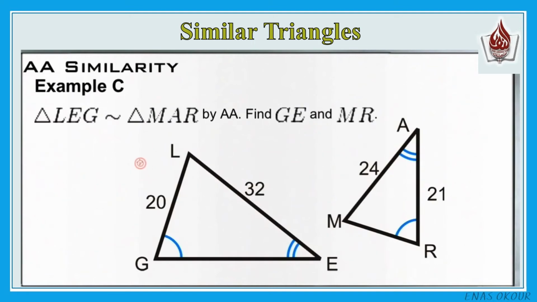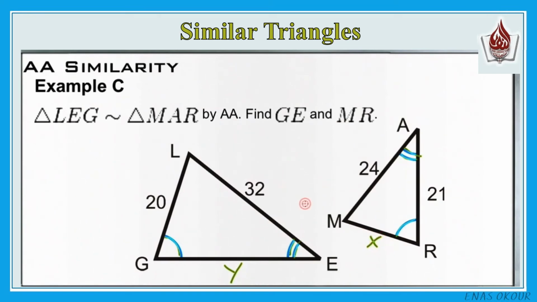For example C, we have triangle LEG is similar to triangle MAR by AA. And we know that's true because we have angle E here, which is marked with 2 hashes, is congruent to angle A, which is also marked with 2 hashes, and angle R is congruent to angle G, each marked with 1 single arc. So we need to find GE, which would be this side down here, let's call that y, and MR, which is this one over here, we'll call that x.